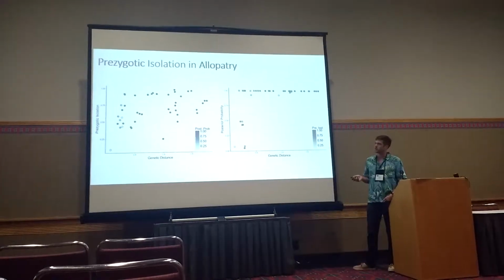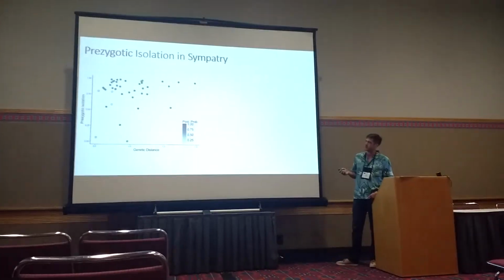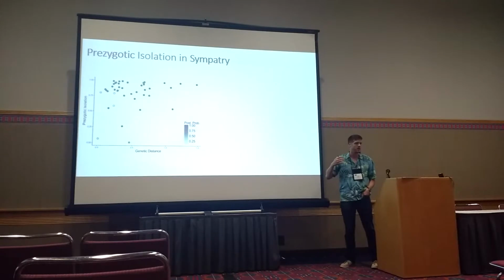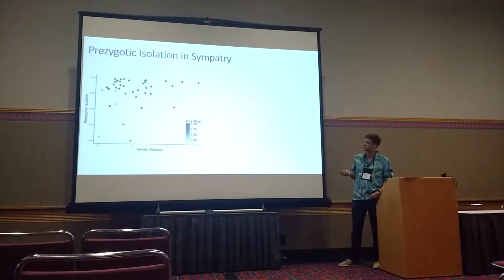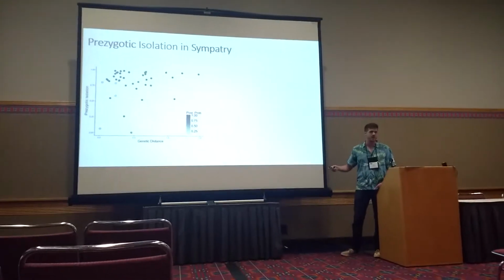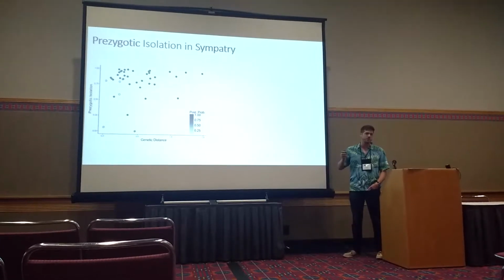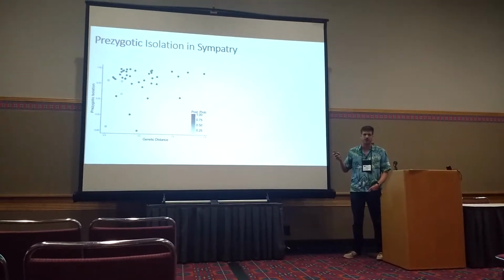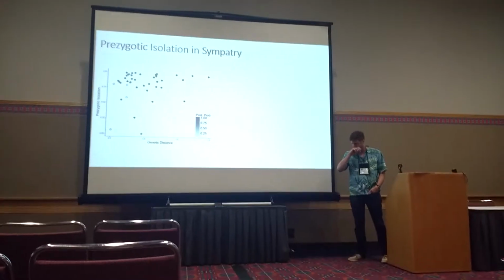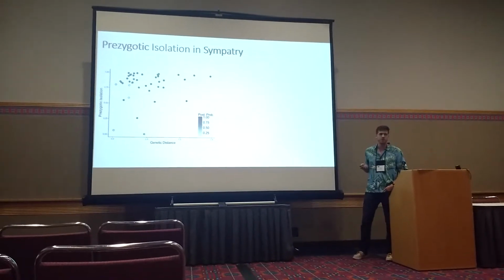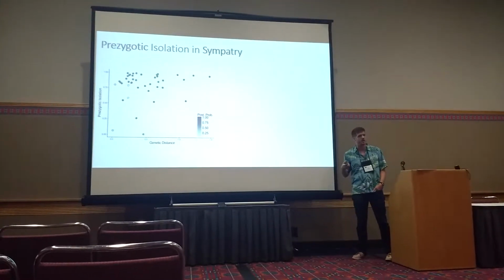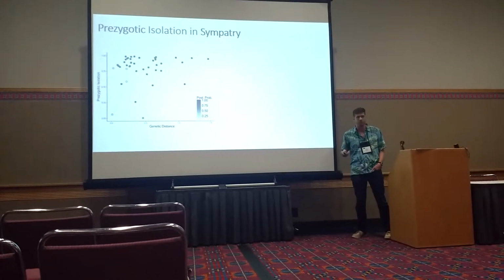More importantly, to the Coyne and Orr data set, they said in sympatry you see this evidence of reinforcement, and we also see it because here with low genetic distances, we have high posterior probability and with high prezygotic isolation, suggesting that reinforcement is maintaining these species boundaries even when the genetic distance is very low.